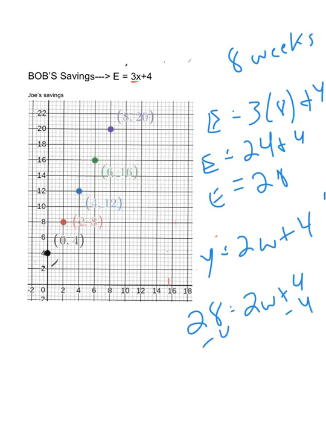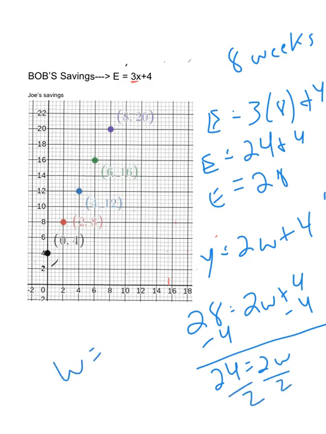We're going to subtract 4 from both sides, which gives 24. Then we're going to divide by 2. And so W equals 12. So it would take Joe 12 weeks to save the same amount of money as it would for Bob in 8 weeks.